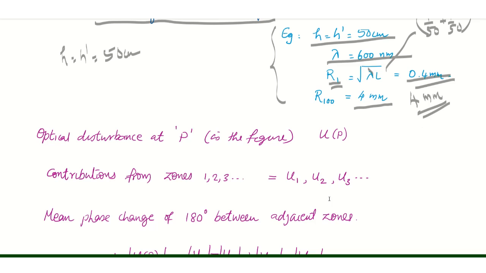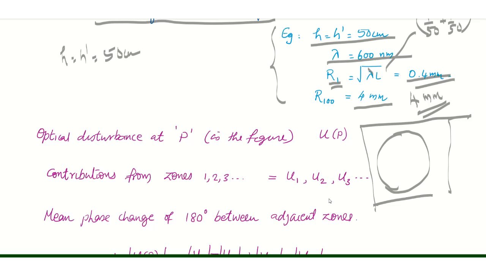Now that we have defined zones, what are these zones? We have the aperture. This is your aperture. That aperture is divided into many zones under the conditions stated above. That is, the difference in the path length from one zone to the other is equal to lambda by 2. That is the condition for making these zones.